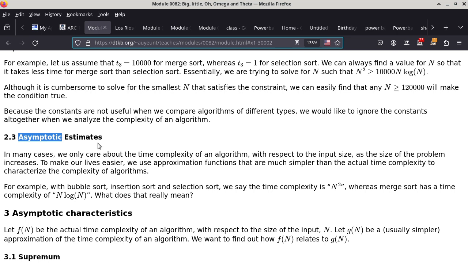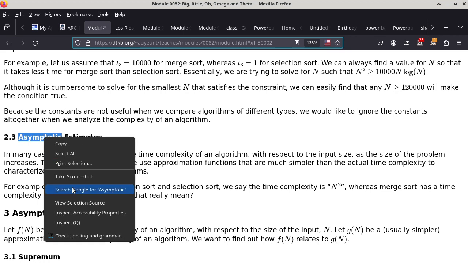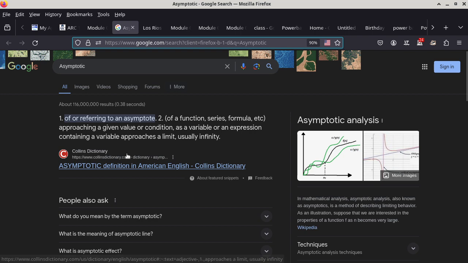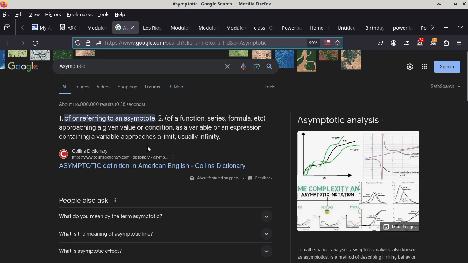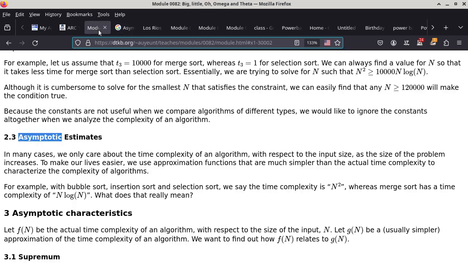Yeah. So let's go ahead and look at the terms, because this is a term that you will probably encounter again in computer science. It is a kind of important term to understand. Approaching a given value or condition. So it has to do with approaching. So when was the last time you learned about the term approach? Calculus. Okay, very good. So calculus is a continuous math, and this class is basically not continuous math. You know, that's why the name discrete.